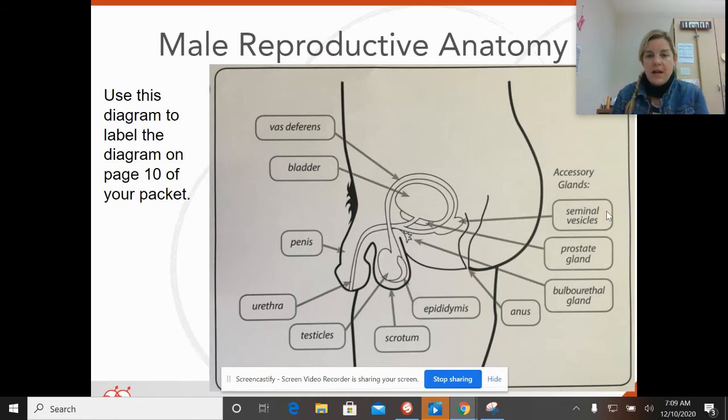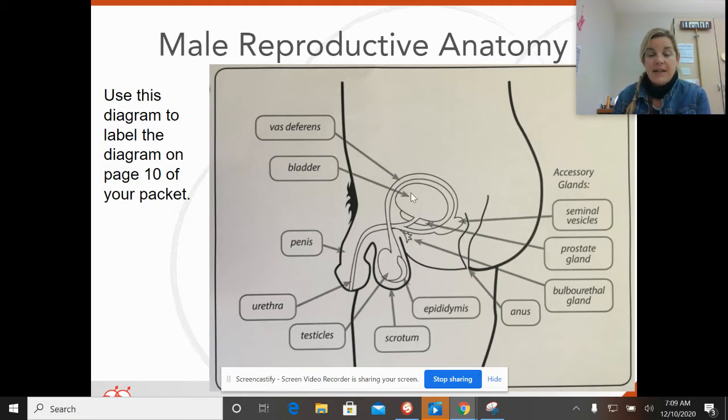So let's start with the bladder and the anus. So the anus, again, just like with the female, doesn't play any role in reproduction, but it's in the same vicinity. This is just the opening where our solid waste leaves the body. The bladder is where we store urine before it's released from the body.